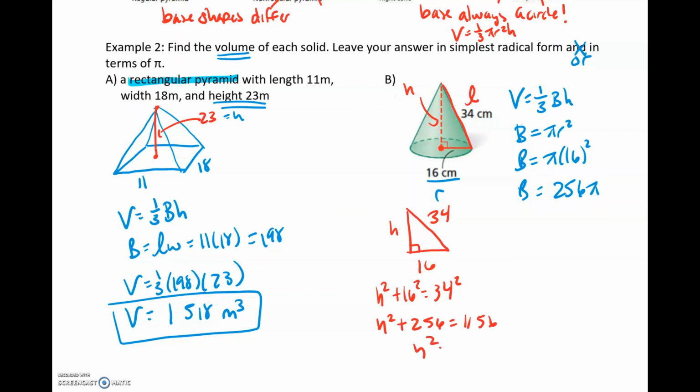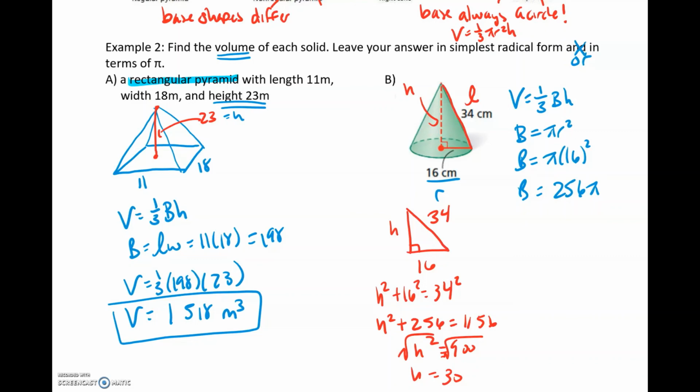So we'll find out that h squared equals 900, square root both sides, and h is equal to 30. Not negative 30 because it's a length. And of course, remember, it's okay for this to be an uglier value. Like this could be 30 square root 3. It doesn't matter, right? We want to find that exact value.